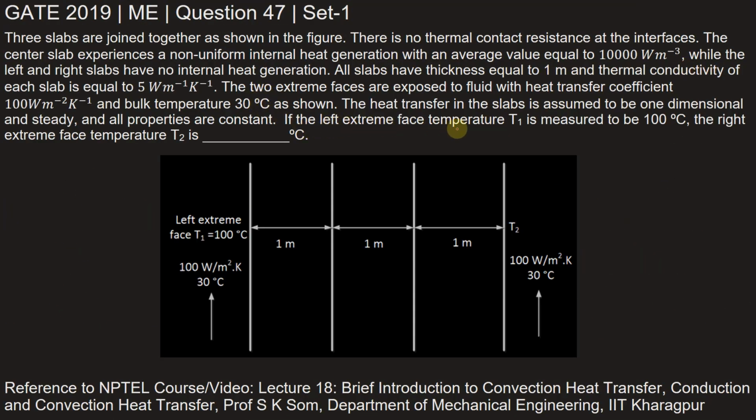If the left extreme face temperature T1 is measured to be 100 degrees Celsius, the right extreme face temperature T2 is, just now we calculated, 60 degrees Celsius. Okay, so degree Celsius is already given.